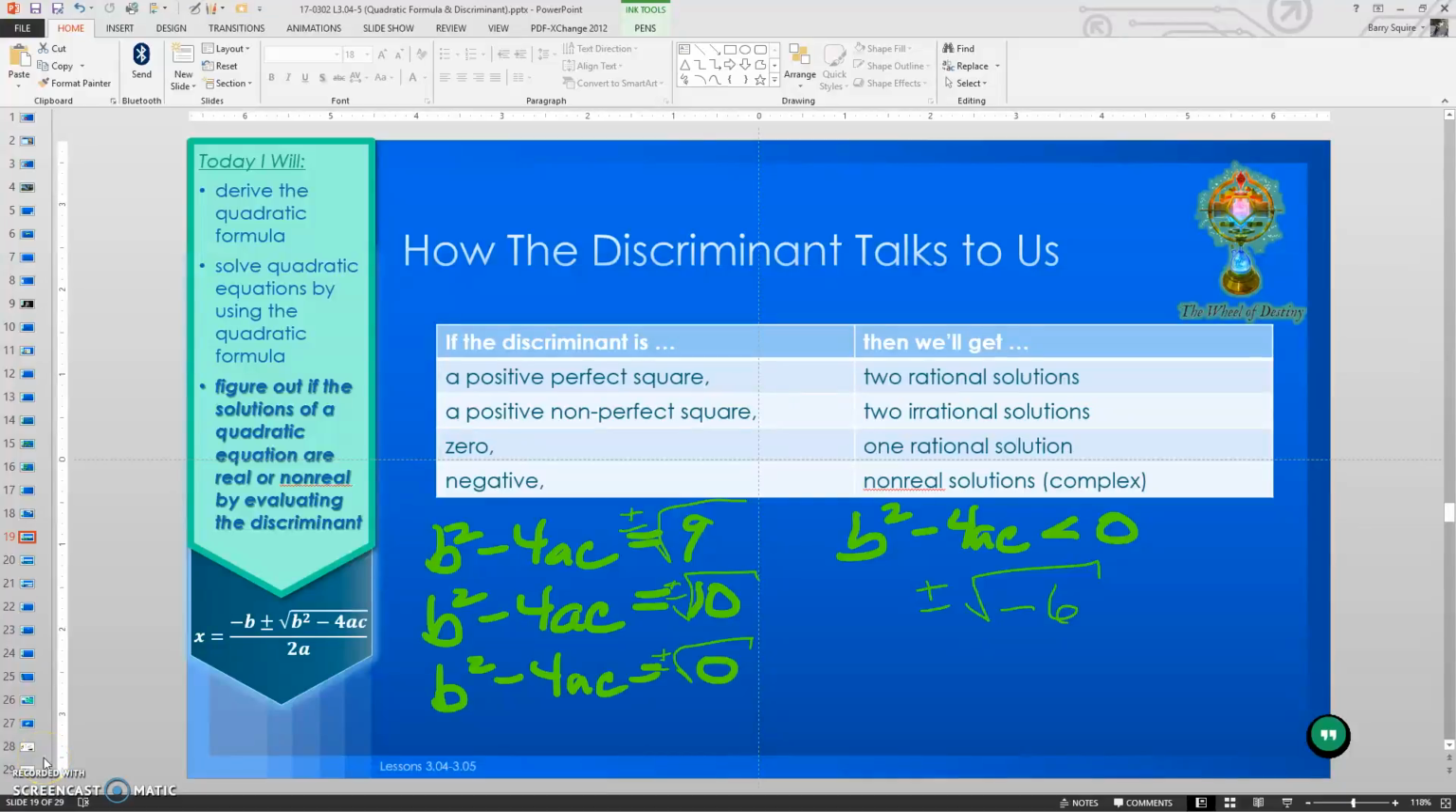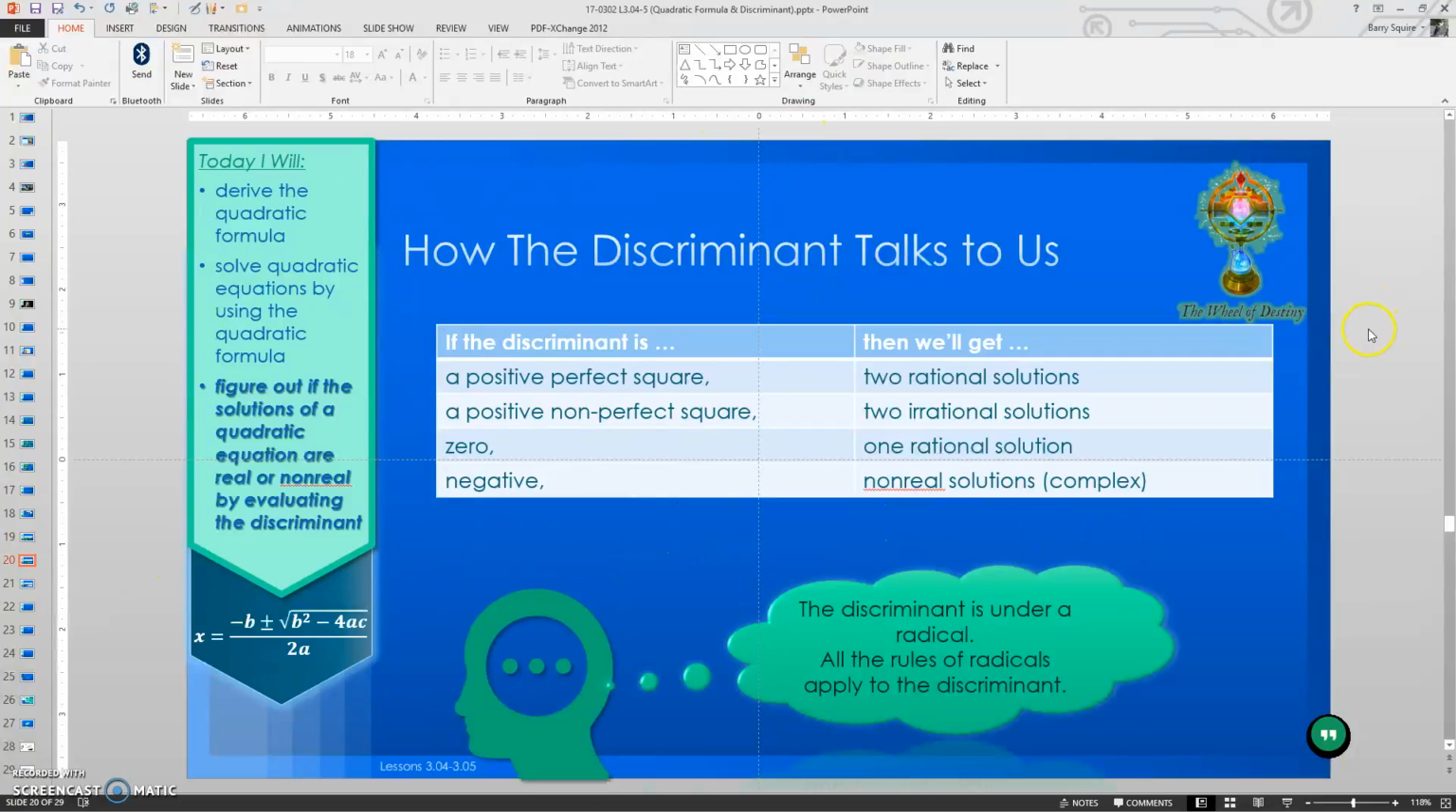Okay, so we have looked at what the discriminant tells us and how it talks to us. Now we're just going to do some work on calculating the discriminant and interpreting it to tell us how many solutions our equation is going to give us and what type of solutions they will be. So let's take a look at that.